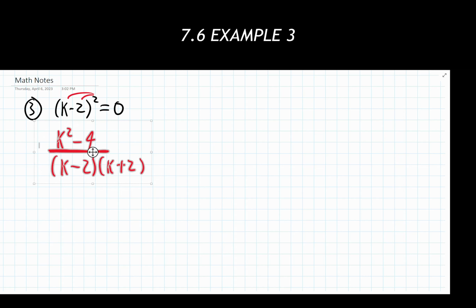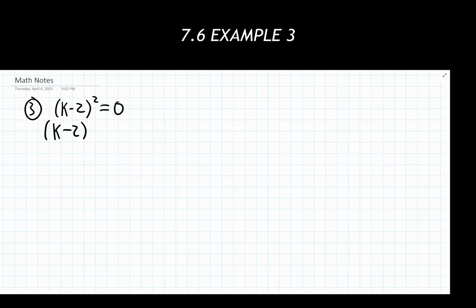By our properties of exponents, if I have something raised to a power, that means whatever the base is multiplies by itself that many times. So really what we have here is k minus 2 times k minus 2. Exponents do not distribute through the same way that a number multiplied in front or behind would multiply and distribute through. Exponents work in a completely different way.